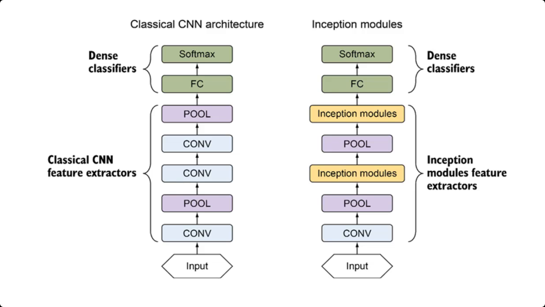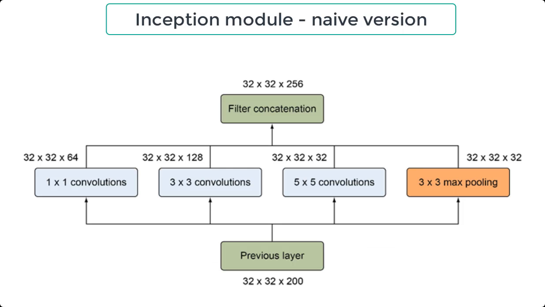Whereas in the Inception architecture, which is on the right side, we start with the convolution plus pooling layers, then we stack the Inception modules plus pooling layers to build the feature extractors. Then we add the regular dense classifier layers. And now let's unpack this Inception module to understand how it works.